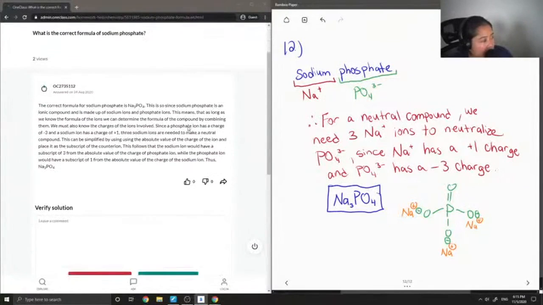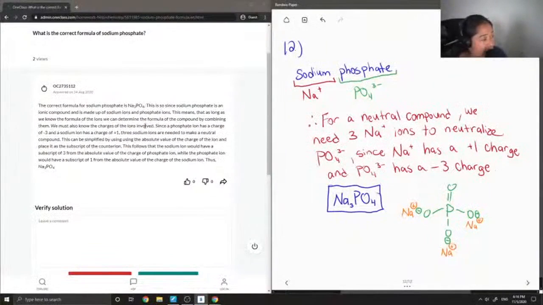So let's see what our junior tutor said. The correct formula for sodium phosphate is Na3PO4. This is so since sodium phosphate is an ionic compound and is made up of sodium ions and phosphate ions. This means that as long as we know the formula of the ions, we can determine the formula of the compound by combining them. We must also know the charges of the ions involved. Since a phosphate ion has a charge of -3 and sodium has a charge of +1, 3 sodiums are needed to make a neutral compound.